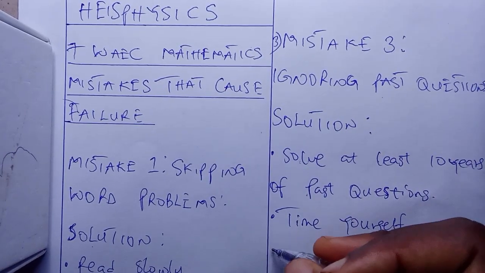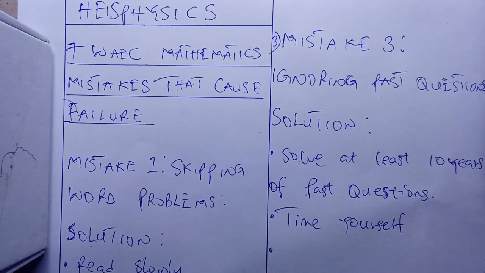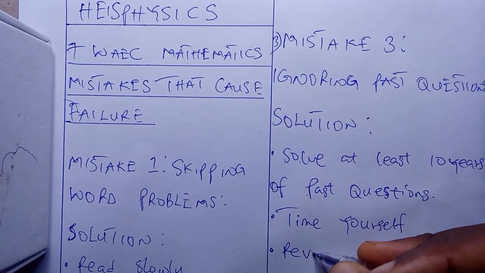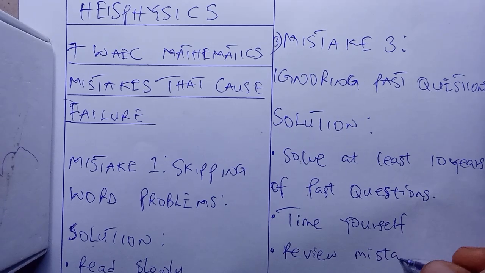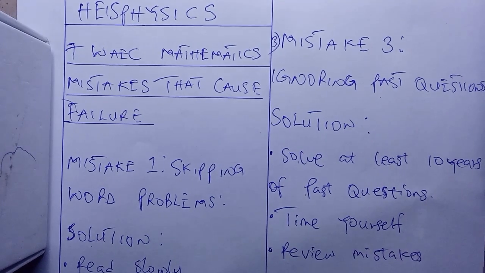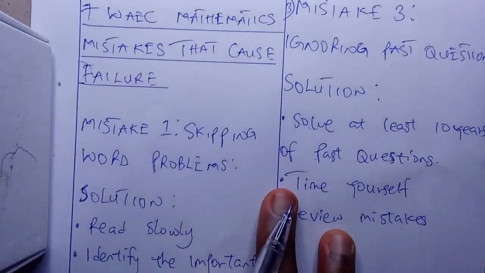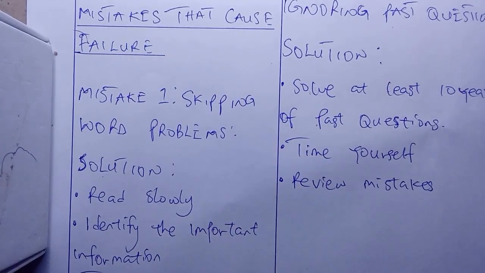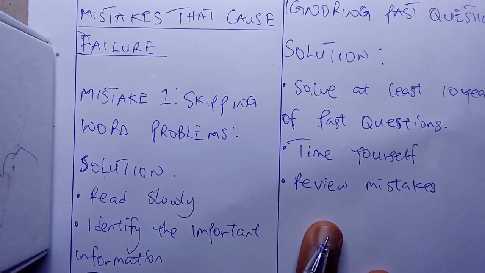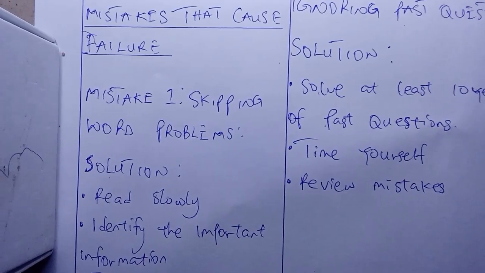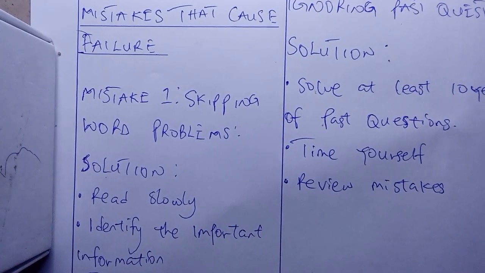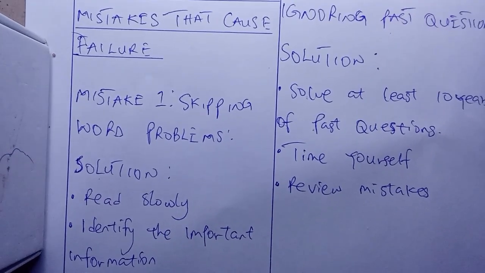Solution 3: Review mistakes. Review mistakes and be truthful to yourself, because if you're marking yourself and you're not being truthful to yourself, you don't know how far you've gone in that particular subject. So ensure you time yourself and mark yourself wrong if you're wrong or right if you're correct.